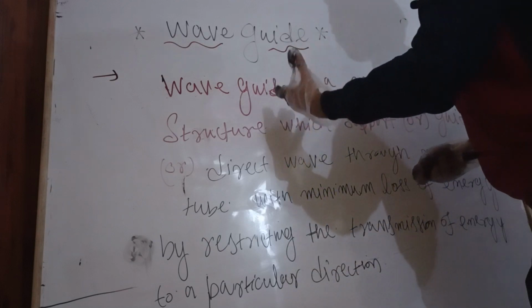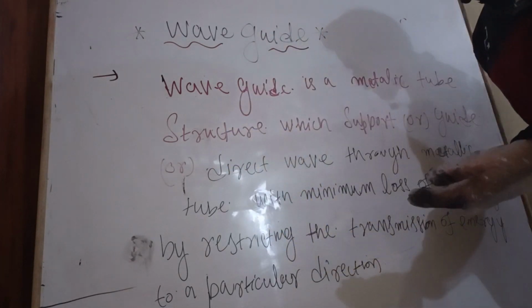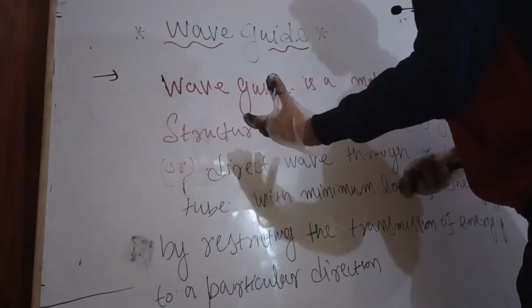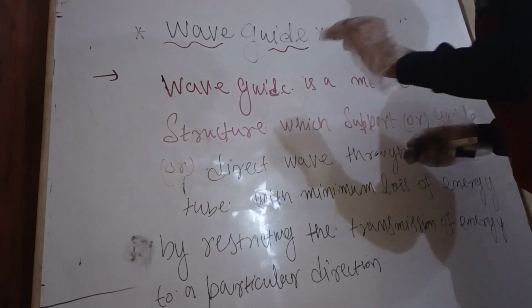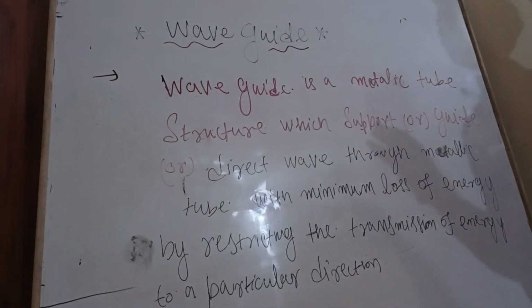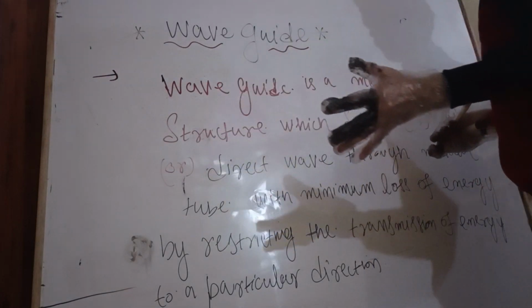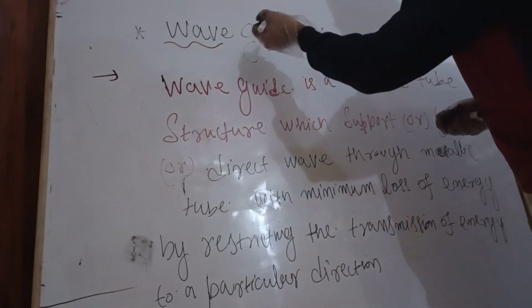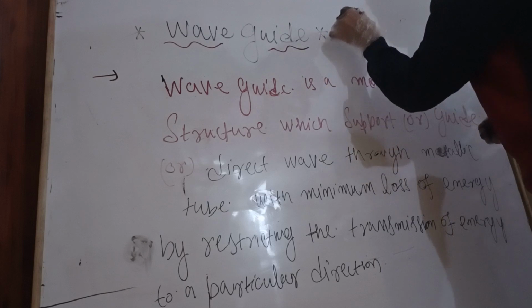Another way you can say it is that the waveguide is a type of transmission line, used to transfer or transmit power. So this is all about the waveguide. And we also know very well that we use waveguides for microwave frequency.